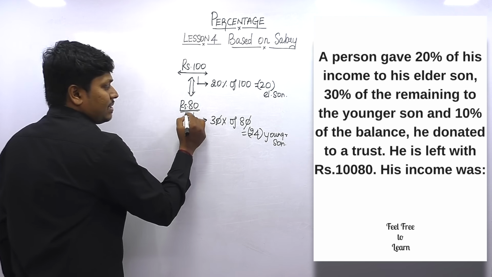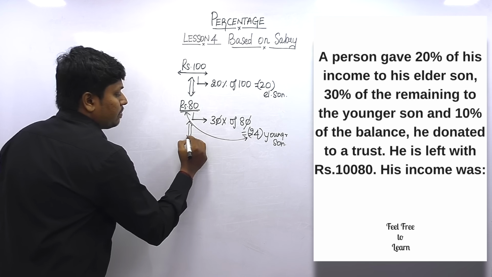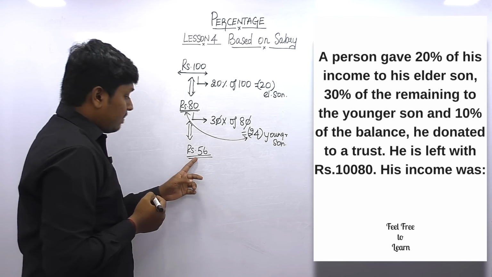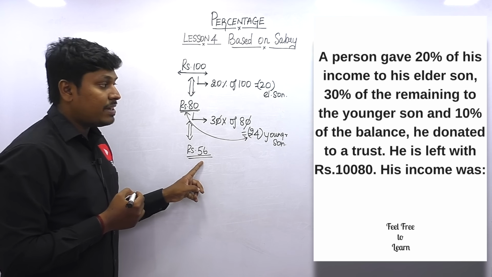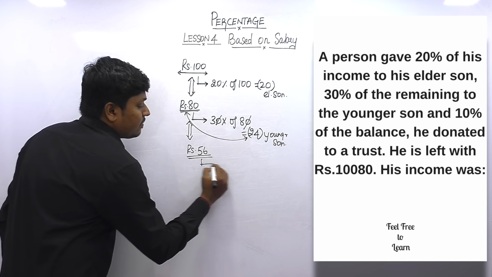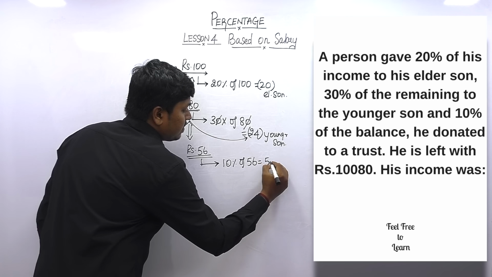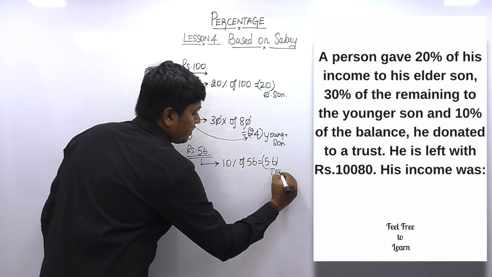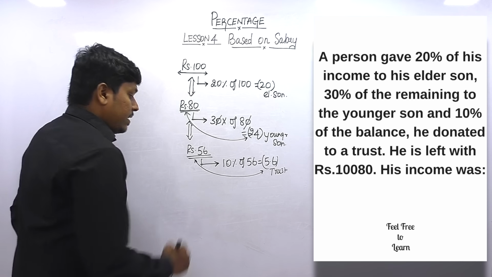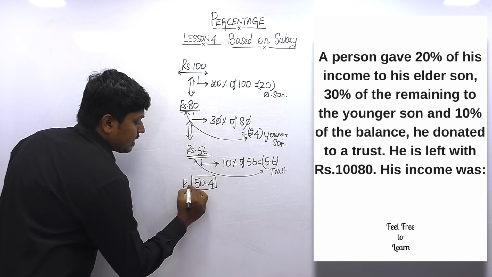So subtract 80 and 24 will be 56. So finally he had rupees 56 cash with him. From the remaining balance, from this 56 rupees, 10% he is spending on trust. So 10% will be 5.6 rupees for trust. When you subtract 56 minus 5.6, the result will be 50.4. So finally we can say that he has 50.4 rupees cash with him.